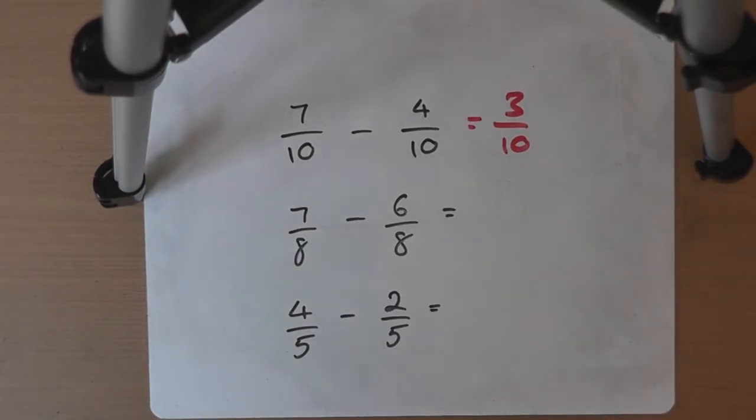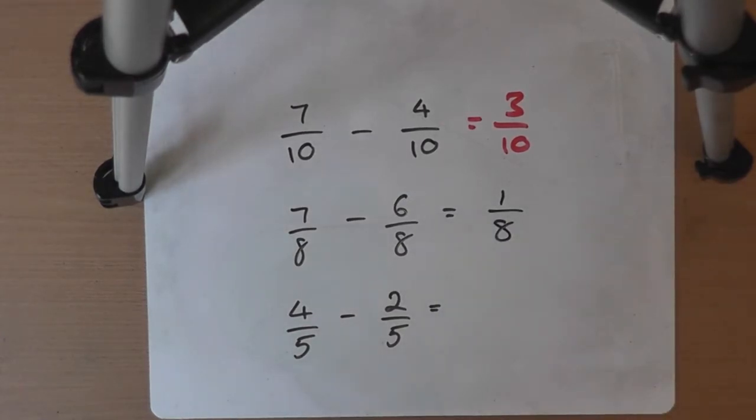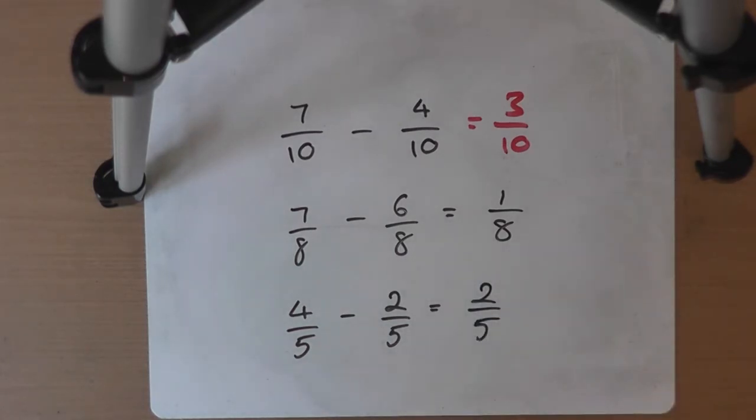And we could extend that idea again. You could draw the pictures to prove this to yourself, but if we've got something like 7 out of 8, take away 6 out of 8, that would leave you simply with 1 out of 8. 7 out of the 8 and 6 of them are gone. We've just got 1 left. And 4 out of 5 take away 2 out of 5 would leave you simply with 2 out of 5. 4 out of 5, and then 2 of them are being taken away to leave you with 2 of them left.